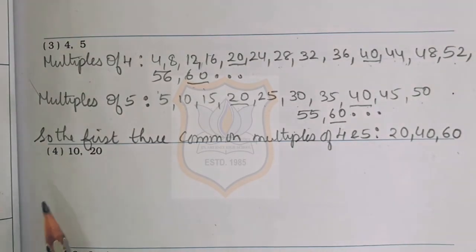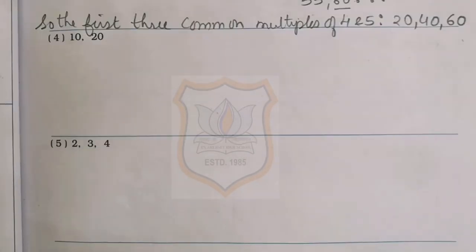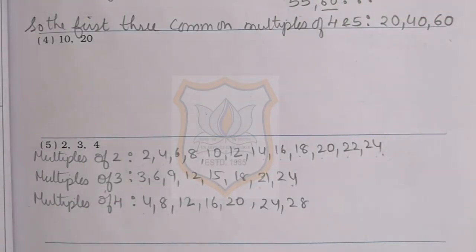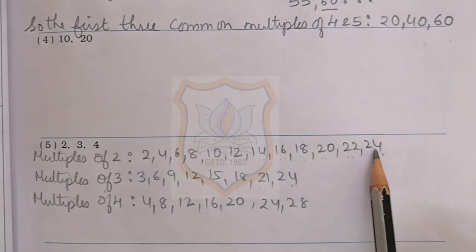Students, try to solve sum number 4 by yourself. We move to sum number 5 of question number 8. 2, 3, 4. Here also we have to write the first 3 common multiples of 2, 3, 4. For that, first we will write down the multiples of 2, 3 and 4. Now the multiples of 2 are 2 1s are 2, 2 2s are 4, 2 3s are 6, 2 4s are 8, 2 5s are 10, 2 6s are 12, 2 7s are 14, 2 8s are 16, 2 9s are 18, 2 10s are 20, 2 11s are 22 and 2 12s are 24.